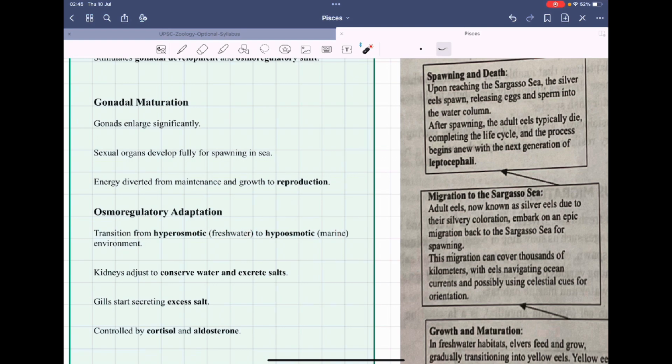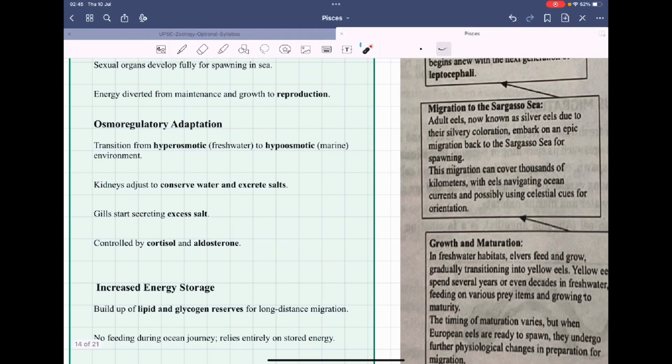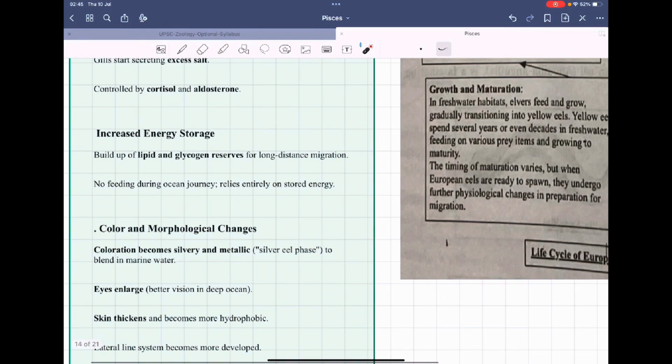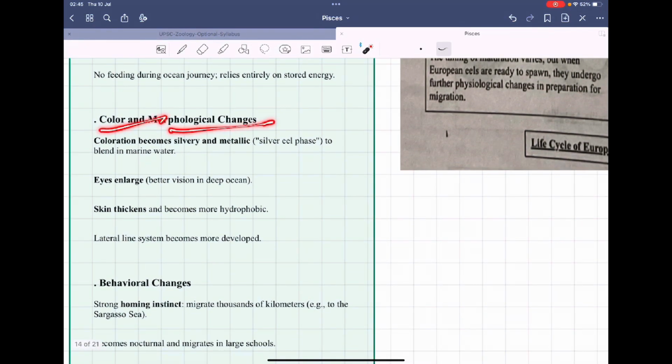In order to fit in these conditions, they will also change the mechanism of salt storage in the body, or the gill will start to excrete the excess salt in order to preserve the hyperosmotic or the hypoosmotic conditions, or create a transition between the two phases. There will be increased energy storage, with lipid and glycogen reserves. There will be a change in color and morphological changes.